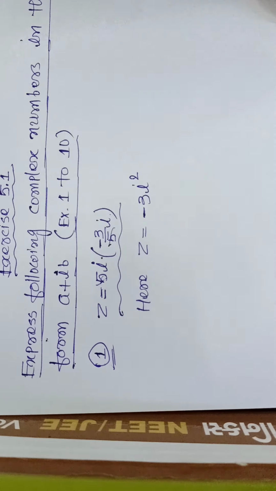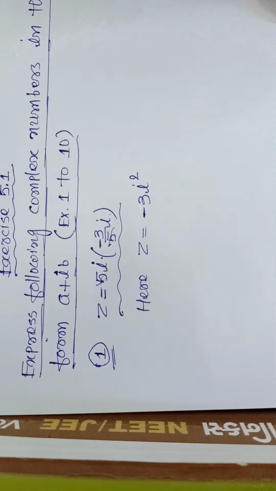3 is a real number, but we have to express each number as a plus ib. So therefore this z can be written as 3 plus i into 0. So a number is a plus ib. This is of the form a plus ib, right? It means if you compare, a is 3, b is 0, but do not compare here, we just have to write or express it in the form a plus ib like this. Okay, now the second question.